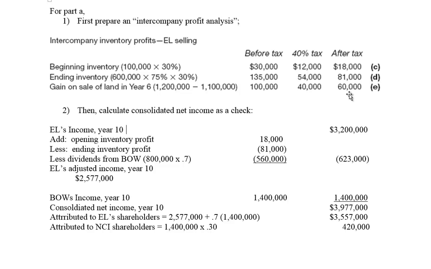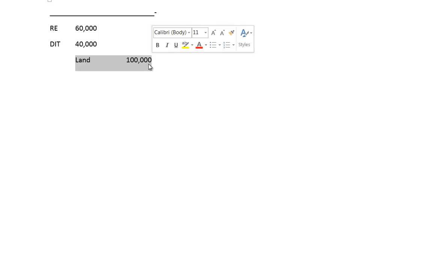So what do we have to do? Well, on the consolidation worksheet, there would have been an entry made to remove this pre-tax profit, right? And where is it sitting? Right now, the land is sitting at $1.2 million on the parents' books. So that profit is sitting in the land, right? So what would we do? Well, we would debit or credit the land for $100,000 because that's where the pre-tax profit is sitting.